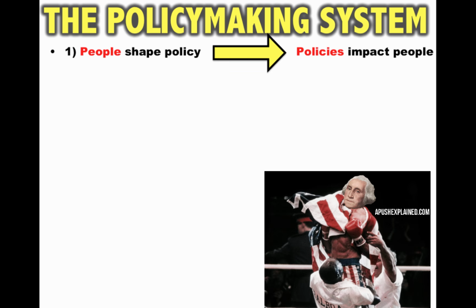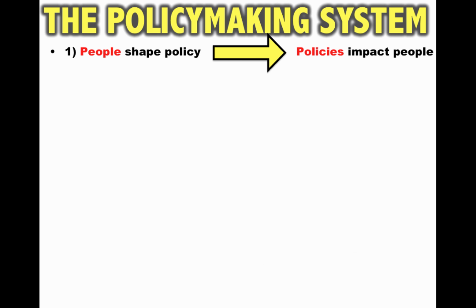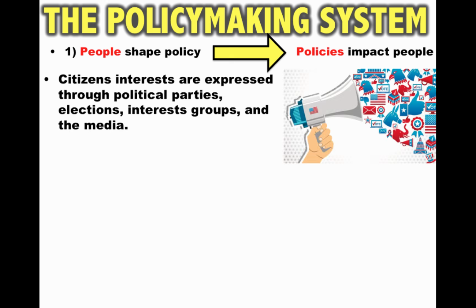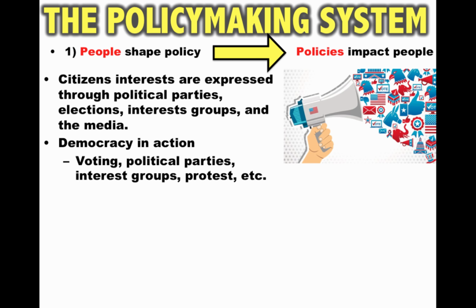So what is this policy-making system? How does it happen? Well, important to keep in mind, people shape policy. Policy-making begins with people, and important, obviously, policies impact people. These are the laws, the executive orders, the regulations, the court judgments. These influence people's lives. And really, citizens' interests are expressed through political parties, elections, interest groups, and the media. This is how we kind of get our interest and how we engage in democracy. Democracy in action is voting, political parties, interest groups, protests. This is the kind of nuts and bolts of what happens in government.